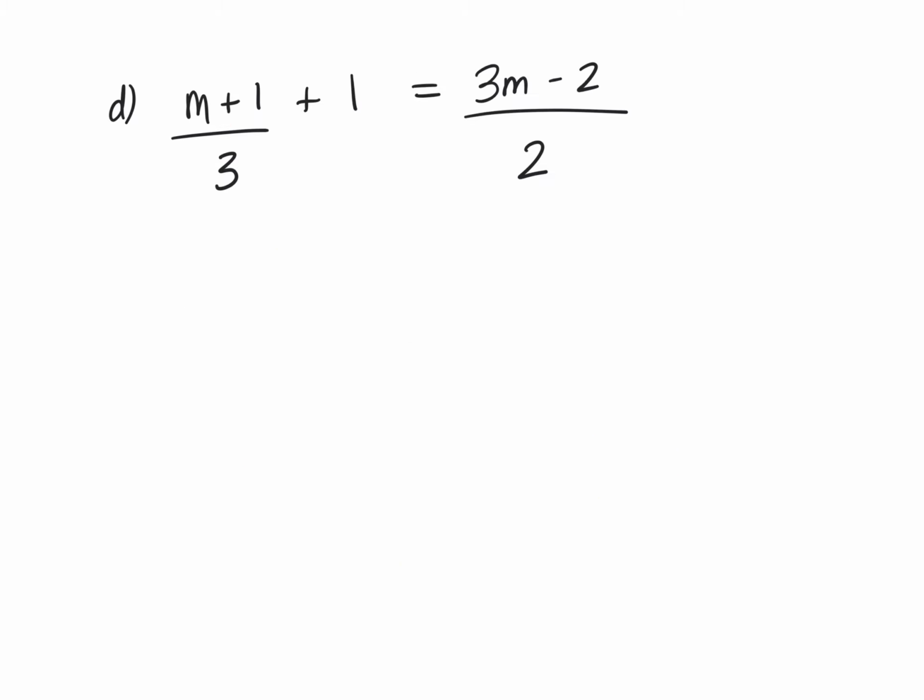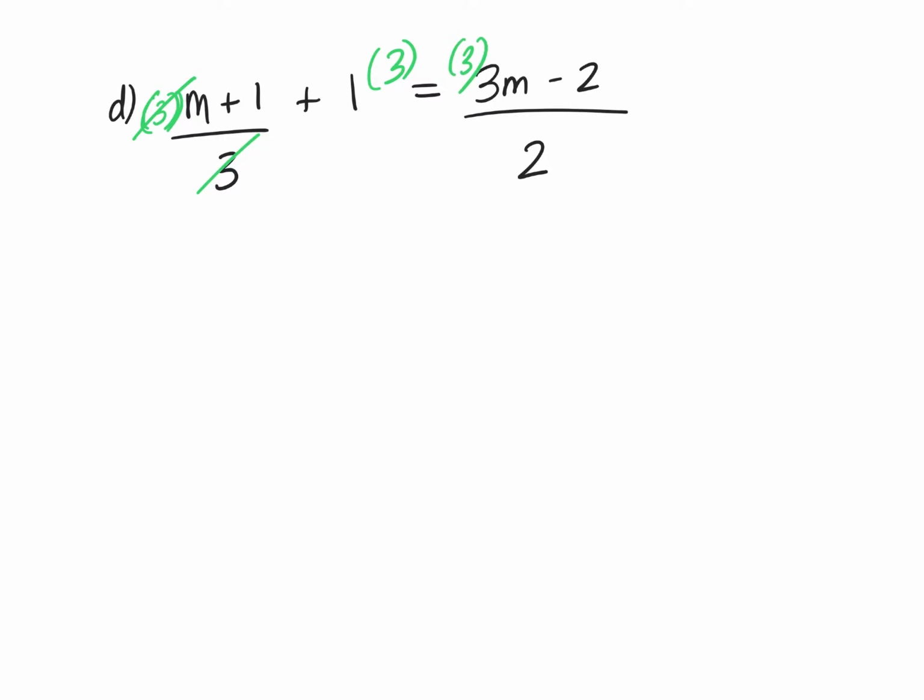So I have m plus 1 divided by 3, and I say, you know what, I don't want that fraction there. I'm going to multiply this by 3 to get rid of the fraction. But what do I have to do to everything else? If I multiply this by 3, what do I have to do to everything? Multiply them all by 3.